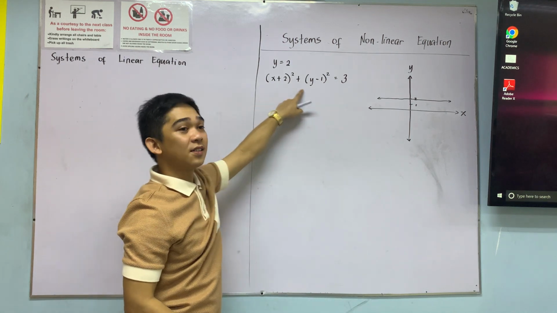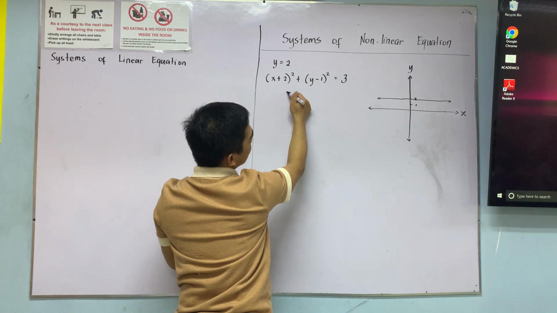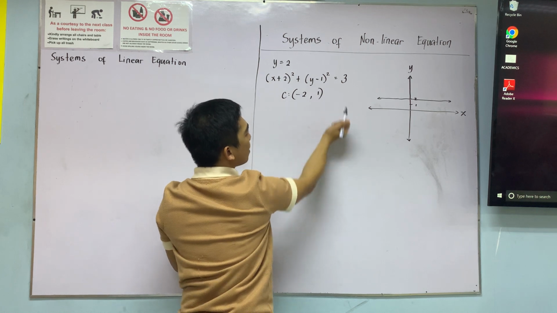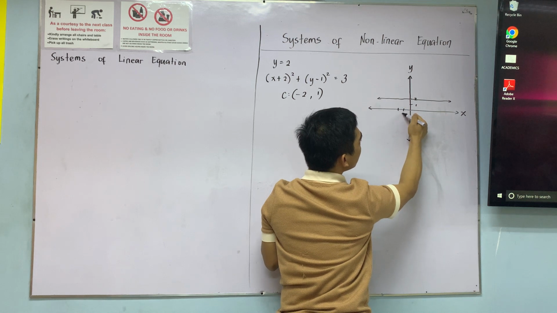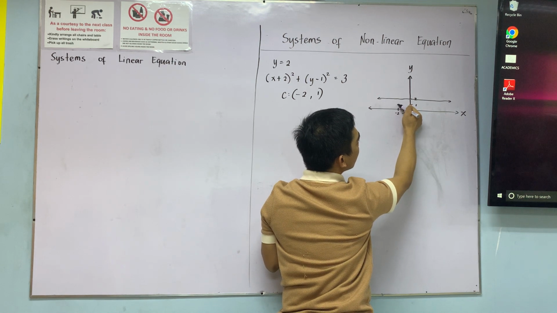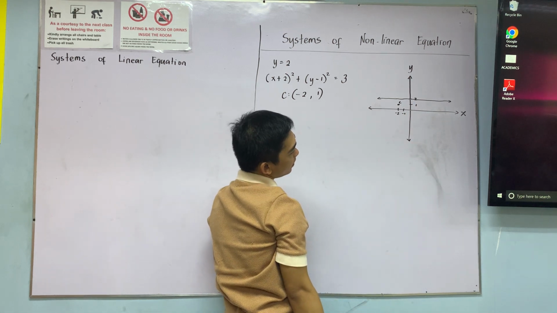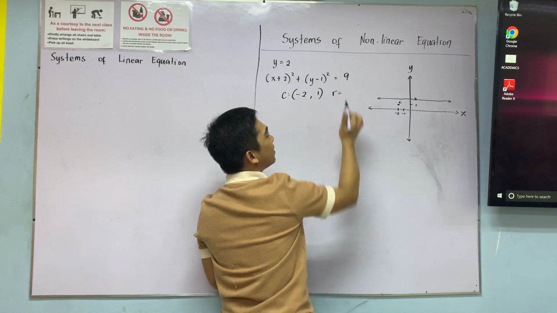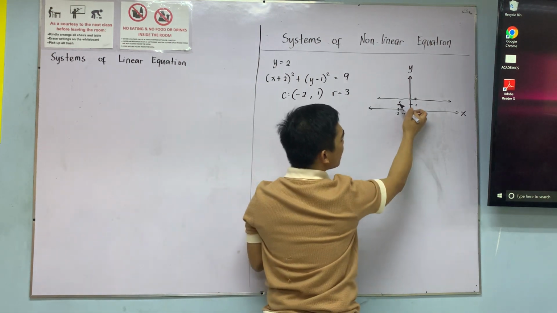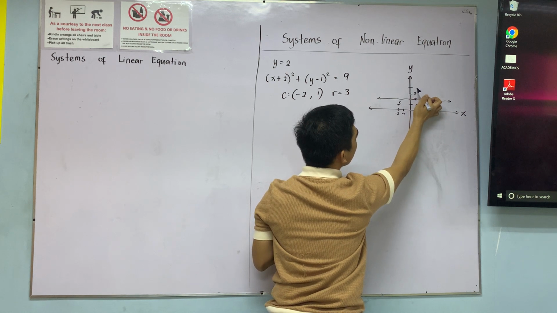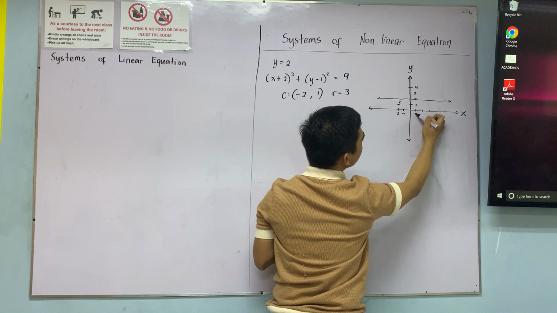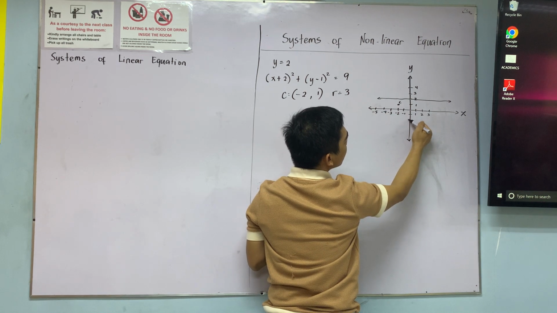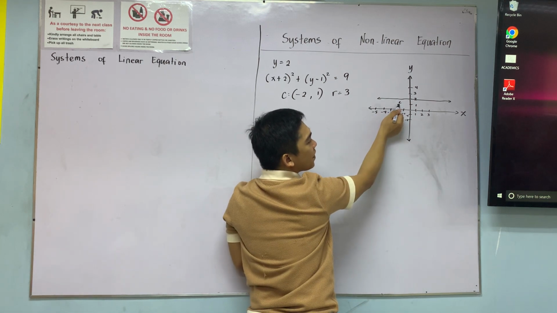Paano naman si circle? Siyempre, hanapin mo natin si center. The center here is negative 2, positive 1. Yeah. This is the center. Tama ba? Yes. Tapos, the radius is square root of 9, 3. Palitan mo ito. 9 dapat yan. Power of 3. So, meaning, 3 units up. Dagdagan ko na. So, from the center, 3 units up.